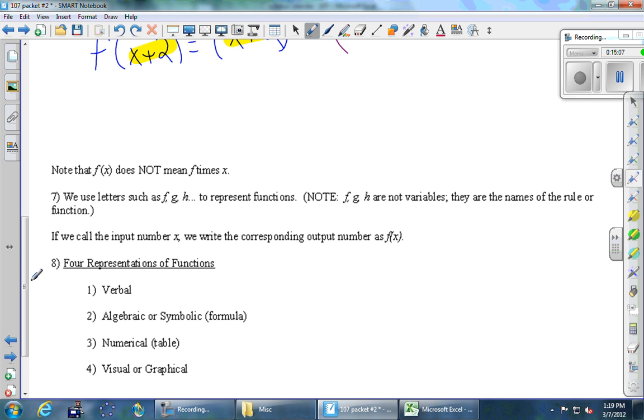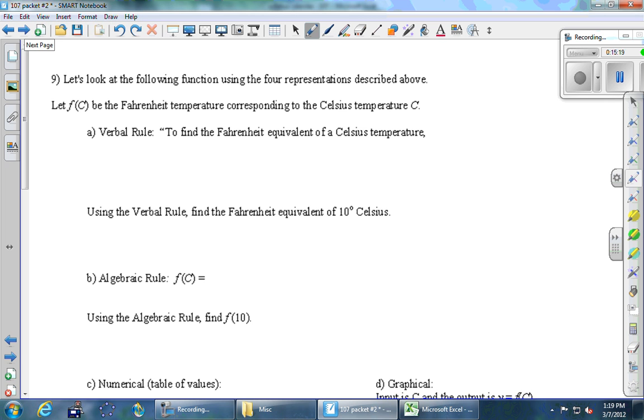Okay, so real common to use those letters, just like X and Y are the most common letters for variables. F, G, and H are the most common letters for functions. We're going to come back to 8 after we do some stuff on the next page. So we'll go to Sam for number 9.